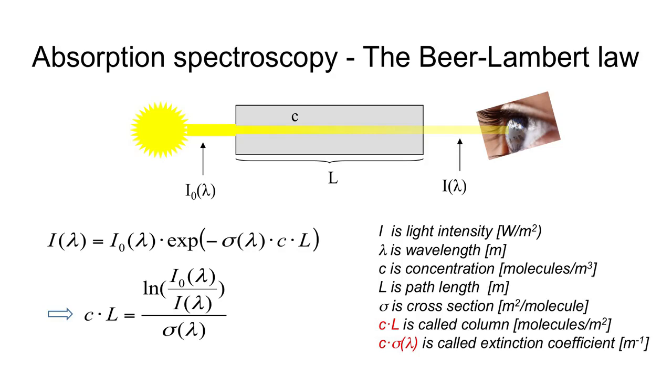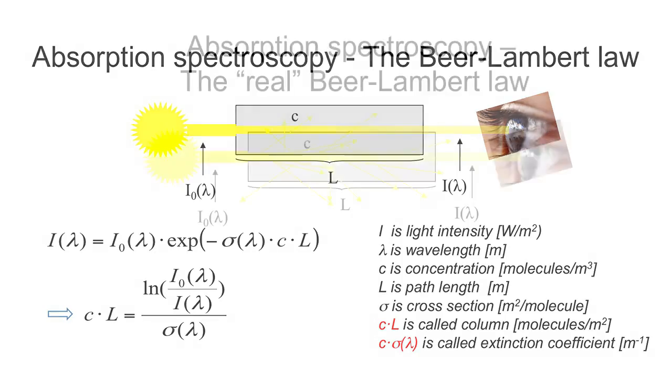By measuring the ratio of the incoming intensity I0 and the intensity I along the path, it is possible to derive the column C times L in the cell. If L is known, also the concentration can be obtained. In open-air measurements, I0 is often taken at a nearby non-absorbing wavelength.